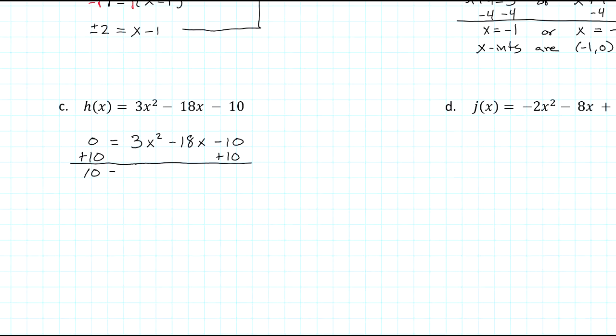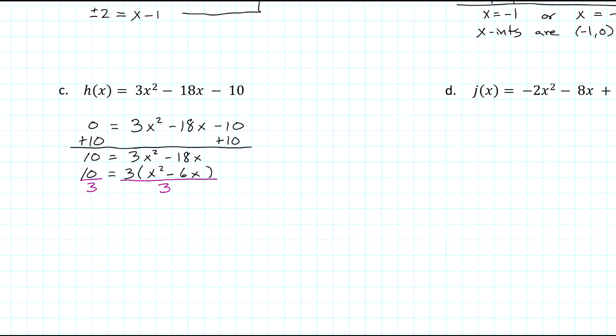So we've got 10 equals 3x squared minus 18x. And then we want to factor that 3 out from in front of the x squared. So we'll have 10 equals 3 parentheses x squared minus 6x. 3 goes into 18 6 times. And then we can go ahead and divide the 3 off of both sides here. And now we see why this gets a little bit more difficult. We've now got a fraction on the left side. I've got 10 thirds equals x squared minus 6x.